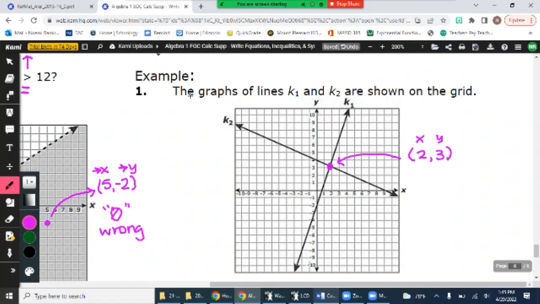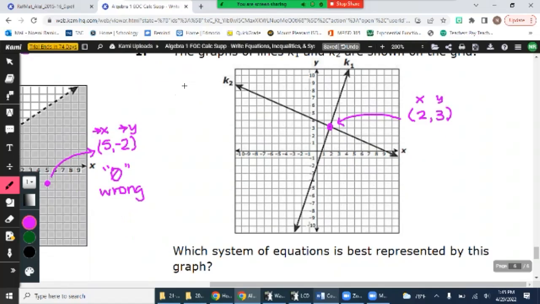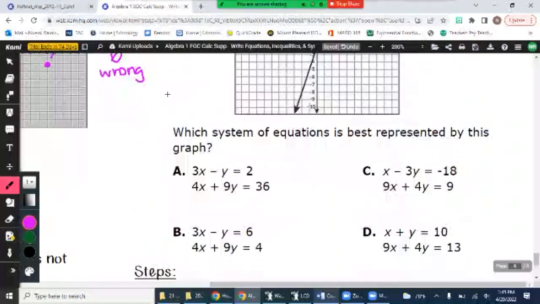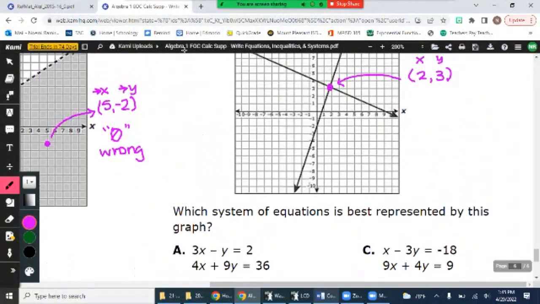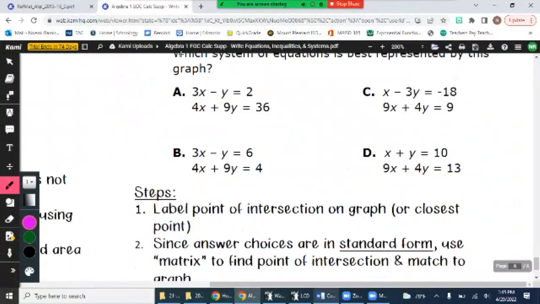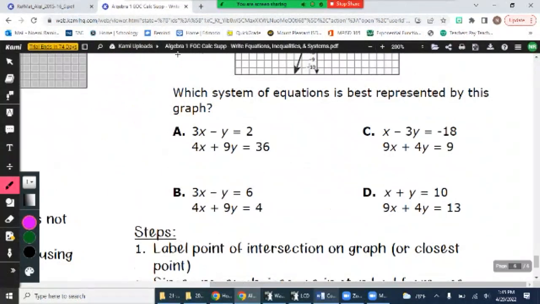But look at your answer choices. All of your answer choices are not solved. So I can't simply take those and put it into y equals and compare the pictures of the graph. But what can I notice? What should you be able to notice? Correct. You would be able to do matrix on these answer choices because if you look at it, you'll notice that the x and the y are on the same side.